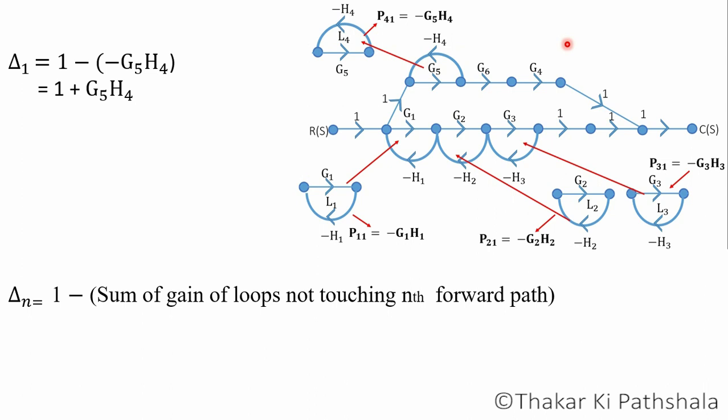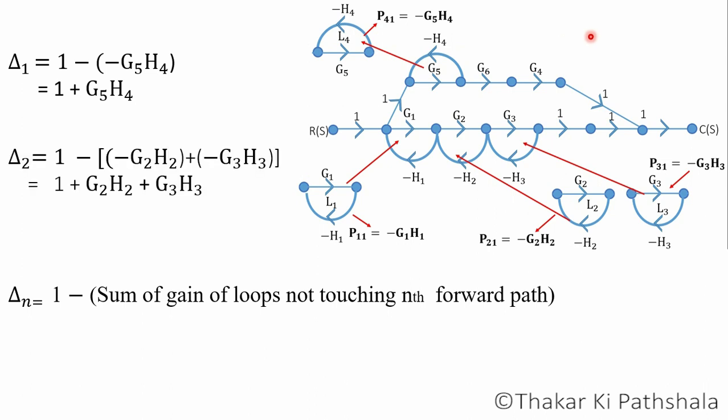Delta 2 will be 1 minus the sum of gain of loops that are not touching the second forward path. Here loops L2 and L3 are not touching this second forward path. This group is touching here at this point to this second forward path, but these two loops do not touch this second forward path. So delta 2 will be 1 minus the sum of gain of loops L2 and L3.